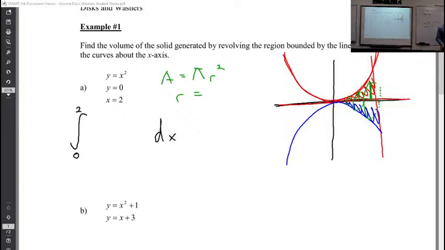So what is deciding that distance? Well, it always starts at 0, and it always ends up at a point on this curve, and a point on this curve, and a point on this curve. So what's determining the distance is this curve right here, this x squared function, the parabola. So if I want the distance for the radius in terms of x, it's going to be x squared. It's whatever this y coordinate is, and the y coordinate in terms of x is x squared.